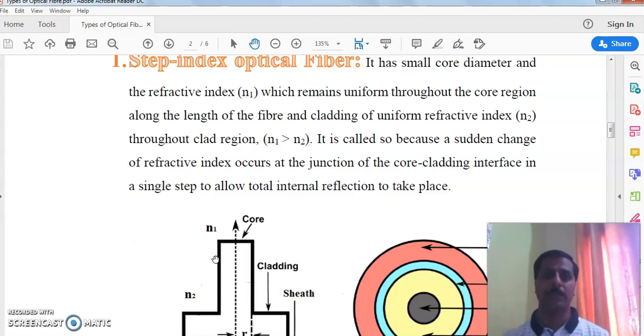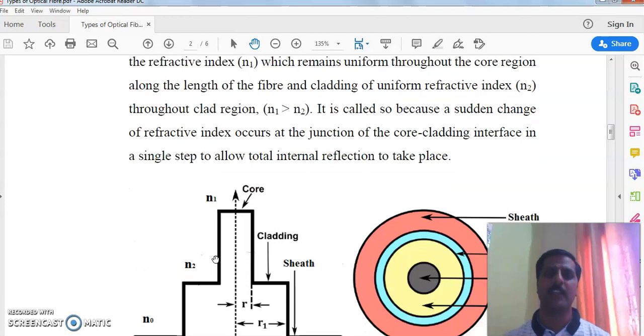So in the same way, if the refractive index in one region remains uniform, and at an interface or a boundary all of a sudden it increases or decreases and then again becomes uniform, then we get a step-like arrangement like that of a stair.